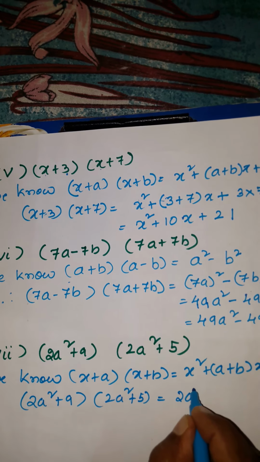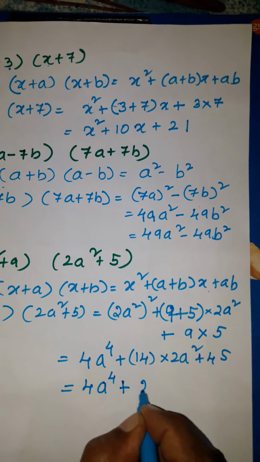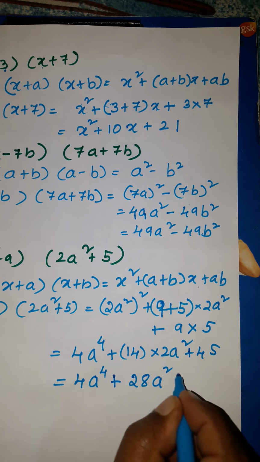So 2a square whole square: 2 into 2, 4, a square into square is a to the power of 4. 9 plus 5, 14 into 2a square. 9 into 5, 45. So that is equal to 4a to the power of 4 plus 14 twos are 28 a square plus 45. The last problem I am going to do.